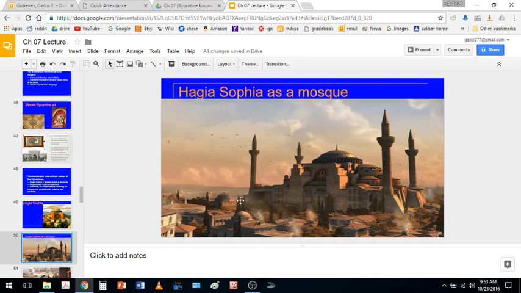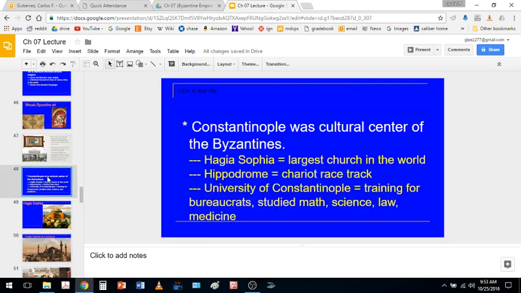Eventually, Constantinople will fall to the Turks and to the Ottoman Turks, and we'll see that the Church of Hagia Sophia would eventually be converted into a mosque, and that's what it is to this day. And Constantinople, of course, is now known as Istanbul.